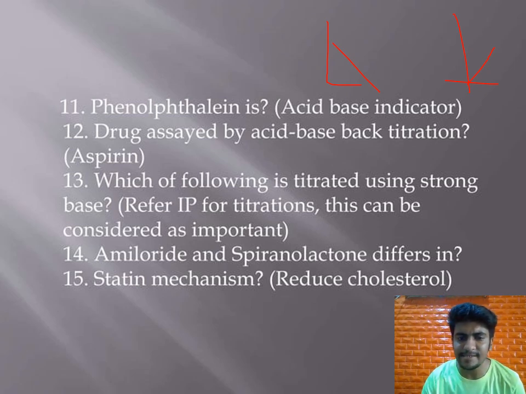So amiloride and spironolactone, if you remember, they both are potassium sparing diuretics. Triamterene, amiloride, spironolactone. There's an active metabolite of spironolactone. Then there's a pyrazine ring present in triamterene and amiloride, and in triamterene there is a pteridine ring. So all those things you need to know. Then statins mechanism: it inhibits the HMG-CoA reductase enzyme, and thus it prevents cholesterol formation.